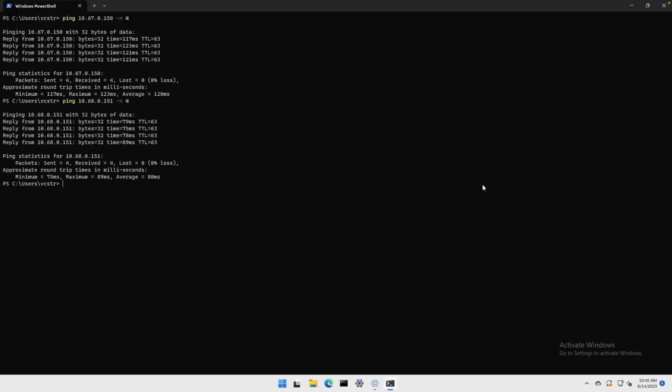Now, starting with the remote worker, we can see what that experience looks like. So the first ping test that I ran was to the headquarters location, that 10.67 network, and here we can see my latencies upwards to 121 milliseconds. So I'm behind a satellite connection, so that's to be expected for what I'm using service-wise. And then if we look at the 10.68.0.151 ping test going to the East Coast, that is a lower latency, averaging around 80 milliseconds. So this is indicating that this user is going direct to those resources.